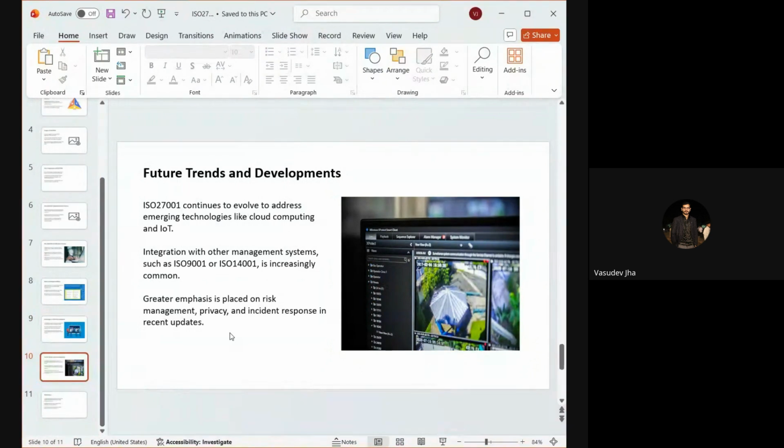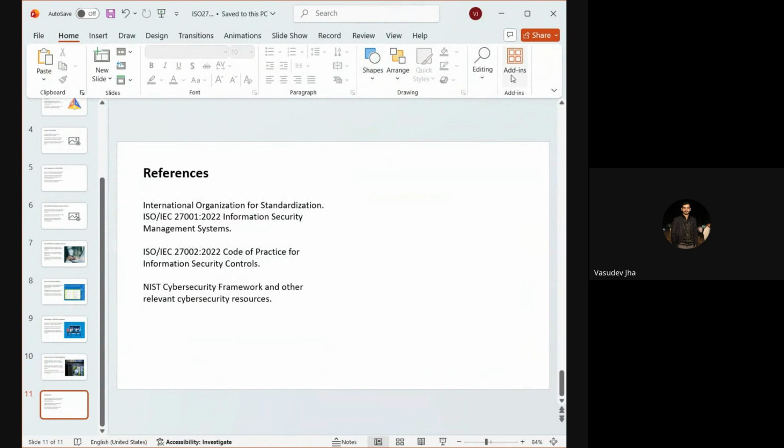Then what are the future trends and developments? ISO 27001 continues to evolve to address emerging technologies like cloud computing and IoT. Integration with other management systems such as ISO 9001 or ISO 14001 is necessary and common. And greater emphasis is placed on risk management, privacy, and incident response in the recent update. Okay. Now, this ISO 27001 is a basic standard for India till now.